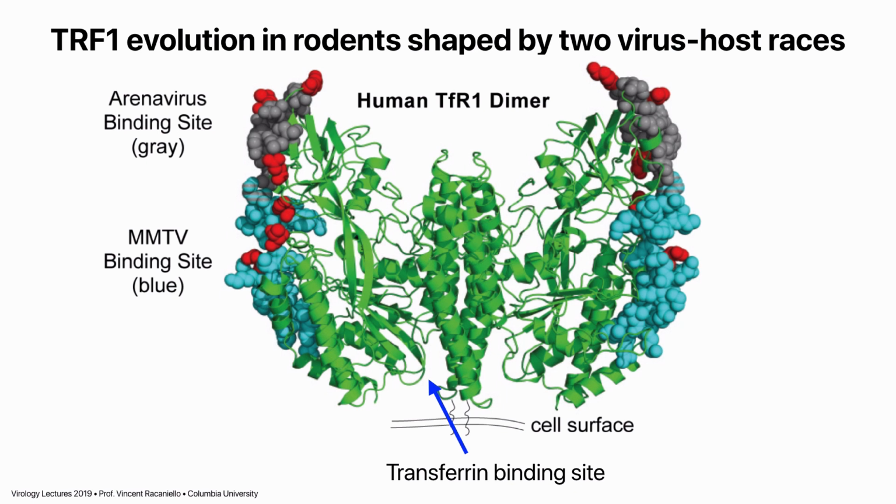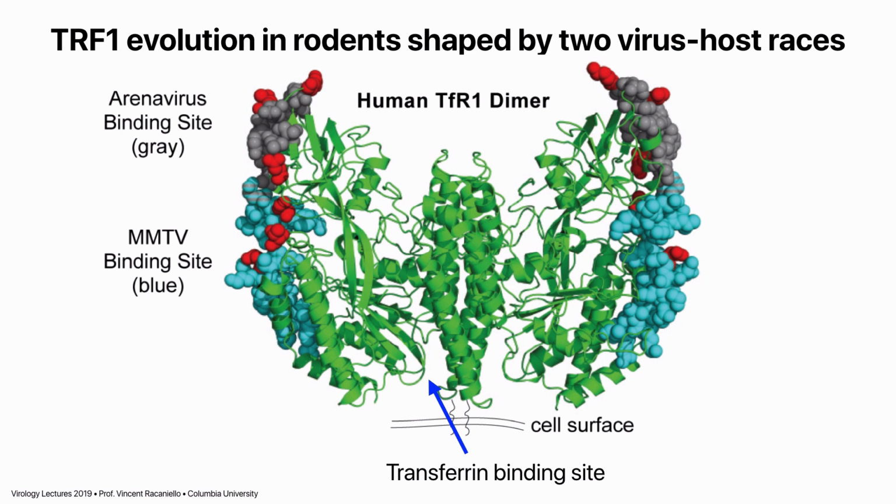So as you know, transferrin receptor picks up transferrin, which is bound to iron, and pulls it into the cell. It has an important function. Transferrin is a dimer. You can see on both sides the same molecule twice. There it is linked to the cell surface. This is the receptor for two different viruses, an arenavirus, an RNA virus, and mouse mammary tumor virus, a retrovirus.